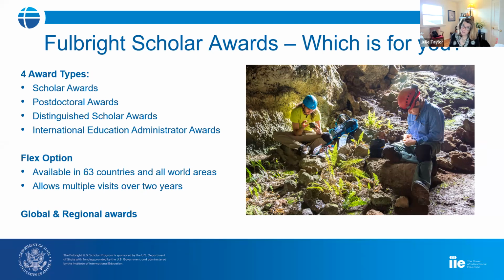Fulbright is flexible. So 63 of the countries in the catalog offer what's called the flex option, which allows you to go for multiple visits over 2 years. The shortest stint that I've seen allowed is 1 month. So it's not as if you can just go for a week and then go for a week here. It specifies within the award what the parameters are.